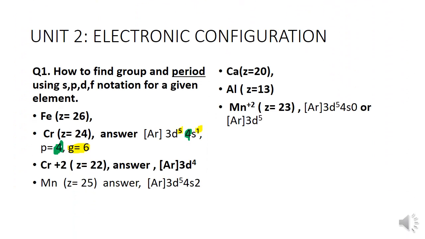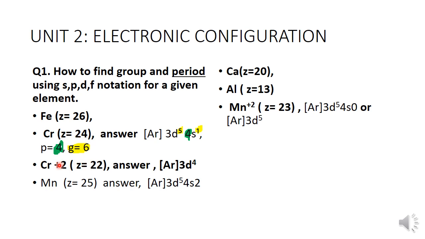Also here we have an example of how to find a group and period by using spdf notation. We have iron with 26, we have chromium 24. This is the answer for chromium: 3d5 4s1. Period is 4. Group: because chromium is in the d block, we take 5 plus 1, which equals 6. Group is 6, period is 4.